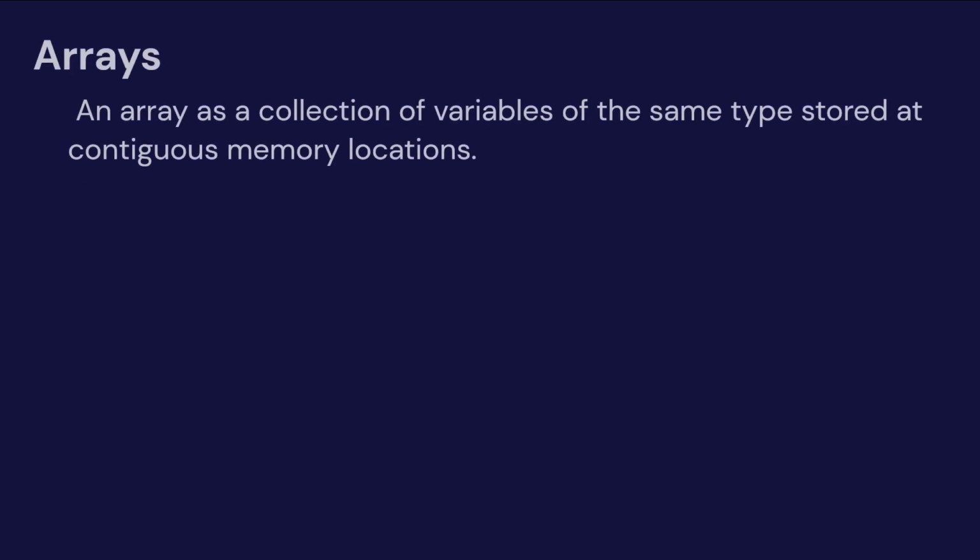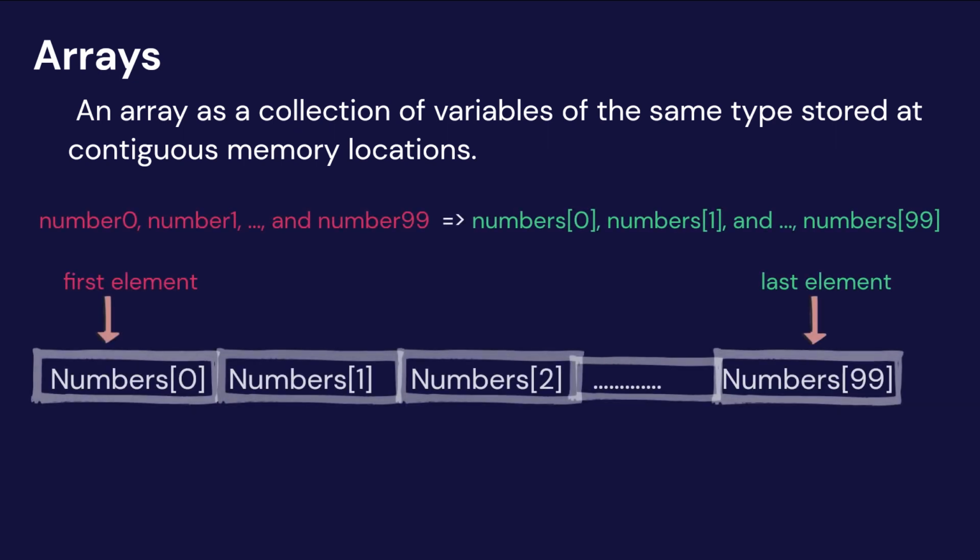Arrays. An array stores a fixed-size sequential collection of elements of the same type. An array is used to store a collection of data, but it is often more useful to think of an array as a collection of variables of the same type stored at contiguous memory locations. Instead of declaring individual variables, such as number0, number1, till number99, you declare one array variable such as number and use number[0], number[1], till number[99], to represent individual variables.